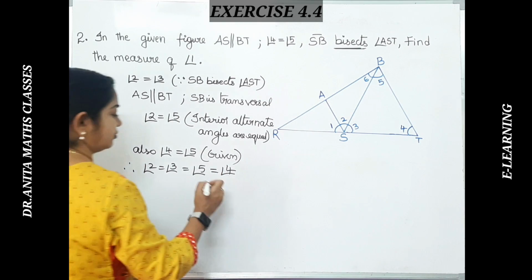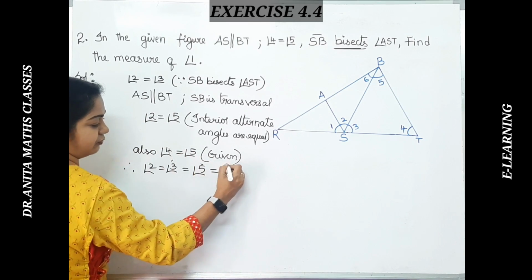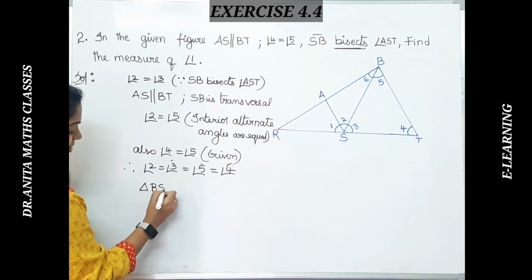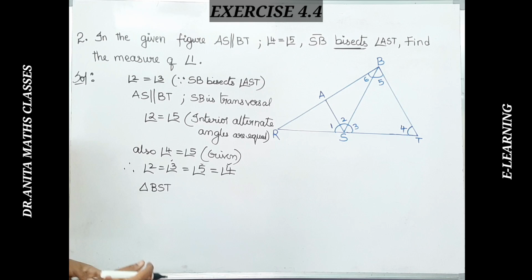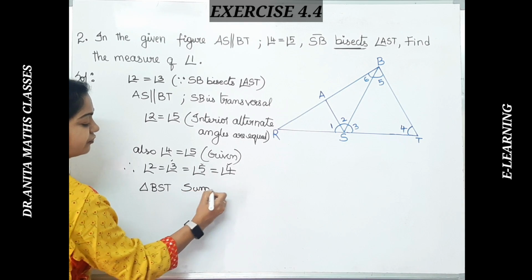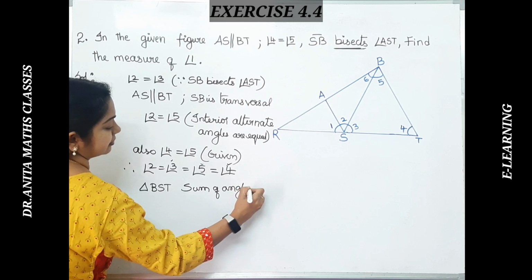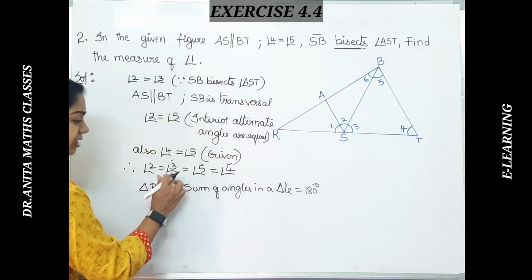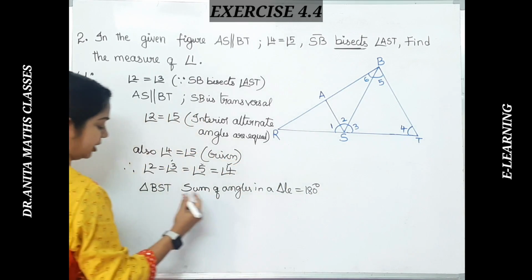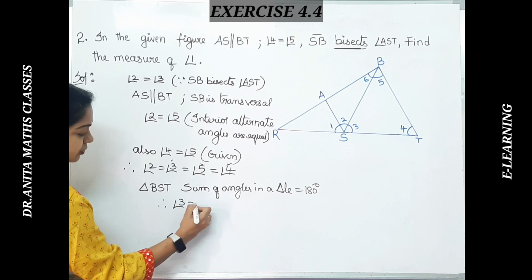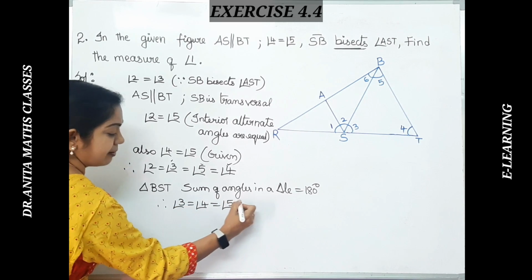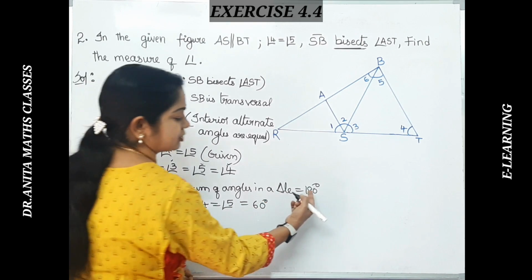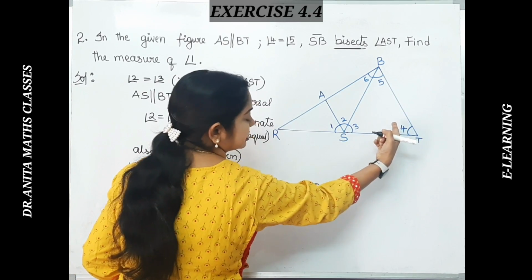Now if you consider 3, 4, 5, in triangle BST, the sum of the angles in a triangle is equal to 180. So when 3, 4, 5 are equal angles, therefore angle 3 equals angle 4 equals angle 5 must be equal to 60 degrees, because they are equal angles: 60, 60 and 60. So all of them come to 180. So we got 3, 4, 5 as 60 each.